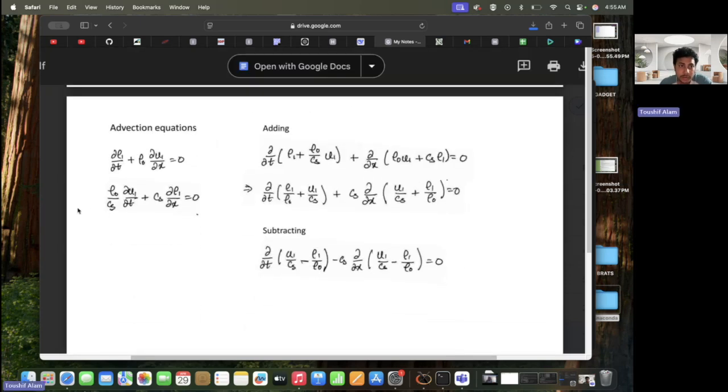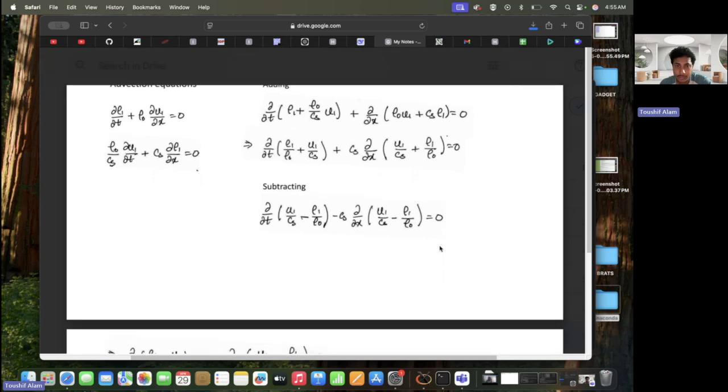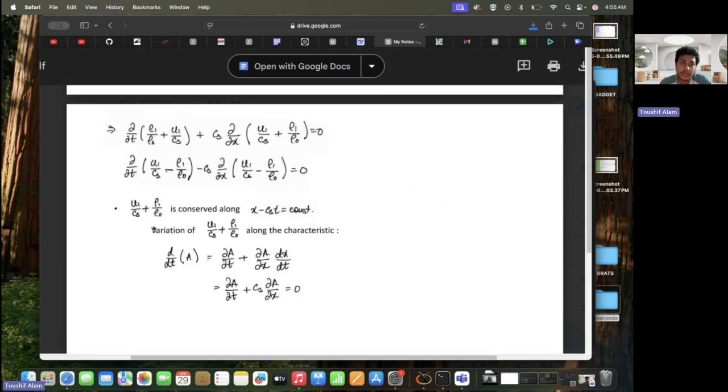Advection equation: del rho1 by del t plus rho naught del u1 by del x is 0. So rho naught by Cs, this term will be 0. If you add this term, it will become this, and subtracting this from this will yield this term equal to 0. So u1 by Cs plus rho 1 by rho naught is conserved along x minus Cs t equal to constant, this line.